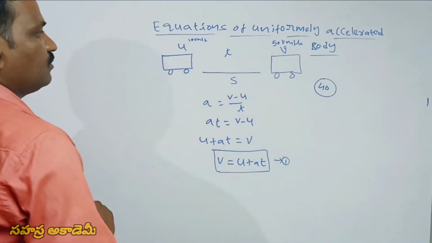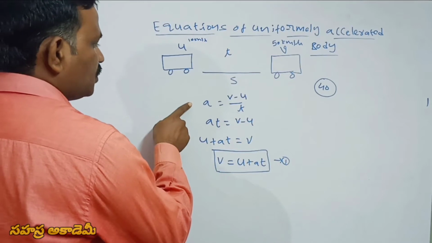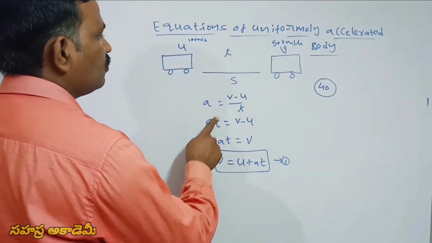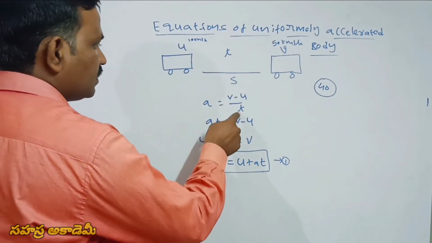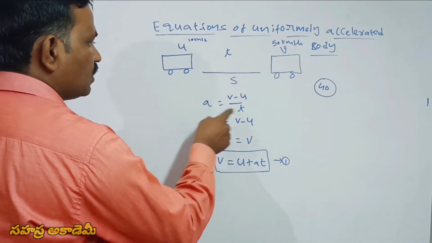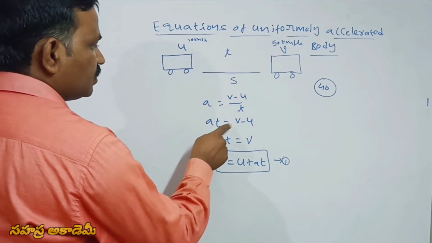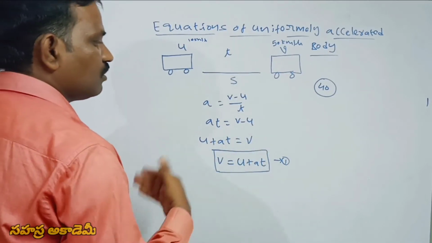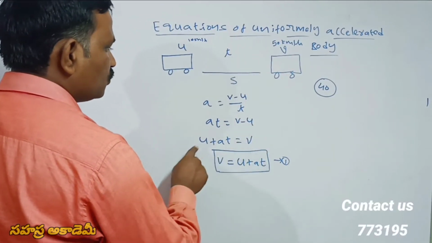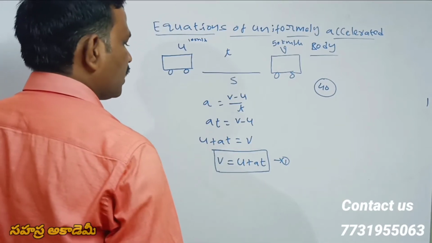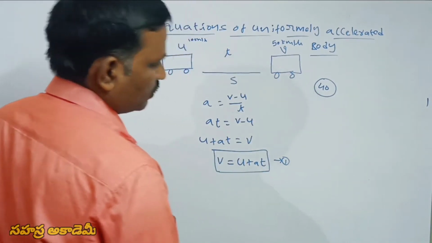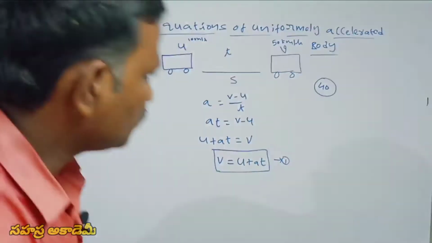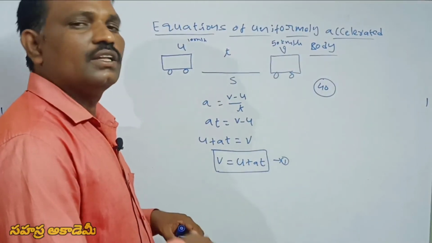Once again, from the definition of acceleration, a is equal to v minus u by t. Send this t to this side, it becomes multiplication: at is equal to v minus u. Then send this minus u to this side, and it becomes plus. Then v is equal to u plus at. This is the first equation. Now we are going to derive the second equation. If you want to note this down, then note it down.